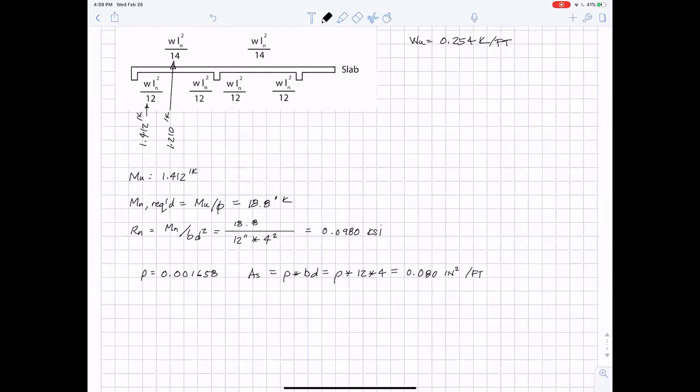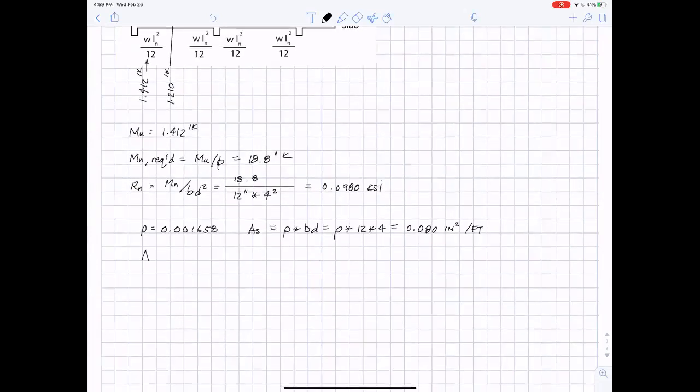We need to check AS min. I have a hunch that AS min is going to be greater than that. AS min is always 0.0018 for grade 60 times B times H, not D. 0.0018 times 12 times 5. The H was 5. So 0.0018 times 60 gives 0.108 inches squared per foot.